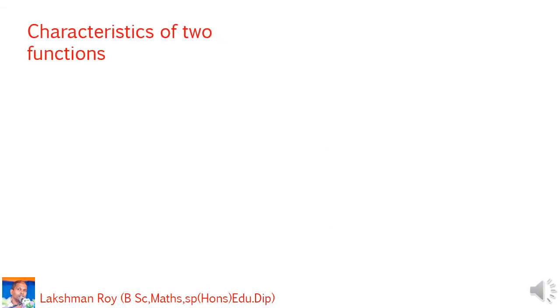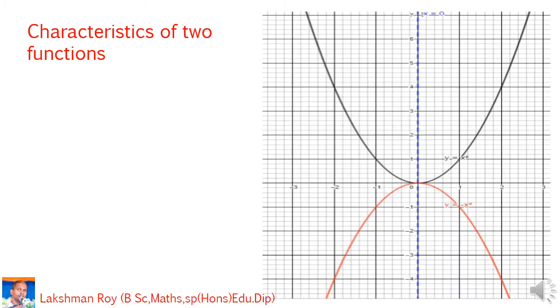Now let's see the characteristics of two functions. Here you can see, students, the two functions. Let's see the first function. This is the graph of the function y equals x squared. You can see it is a parabola of minima. This is the turning point, and this axis is the axis of symmetry.